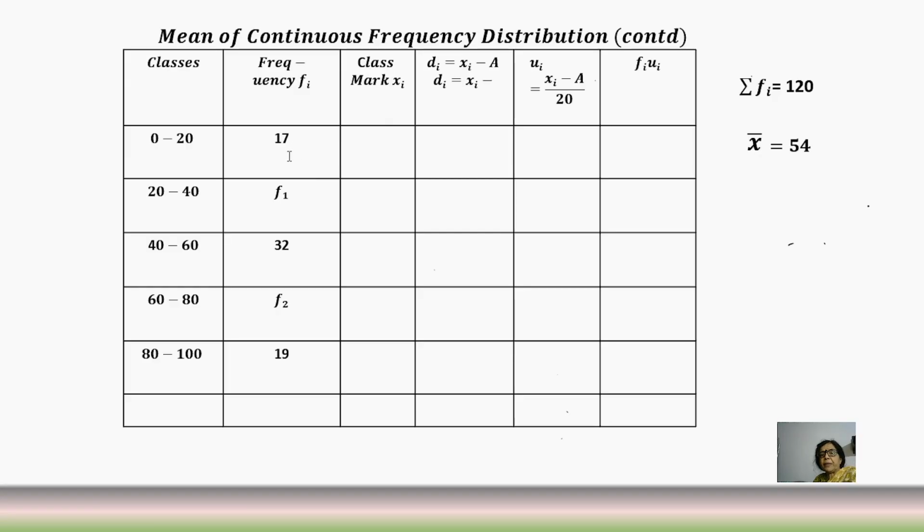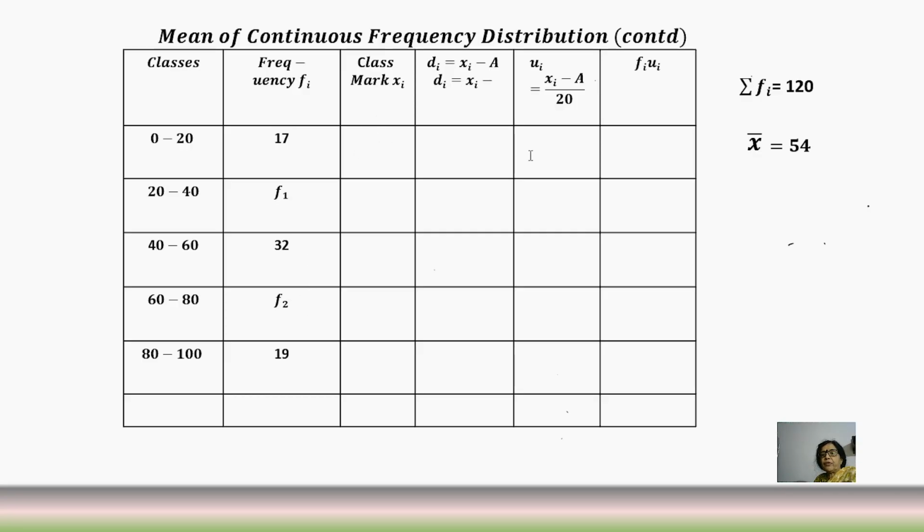The next column depicts the frequency, and in this frequency column we find that there are two missing frequencies. But at the same time we are also given the summation of frequency and the mean of the data. So basically in this question we have to calculate these missing frequencies.